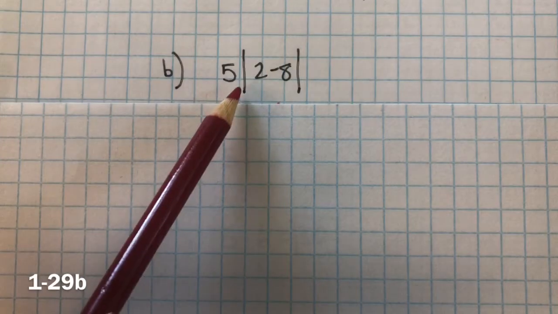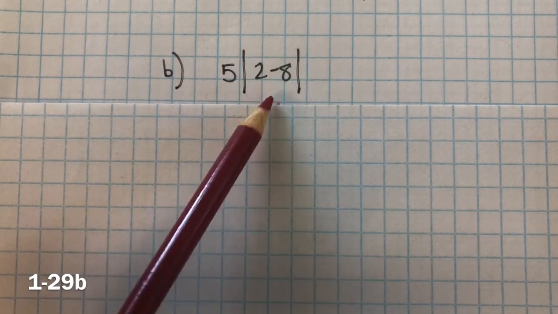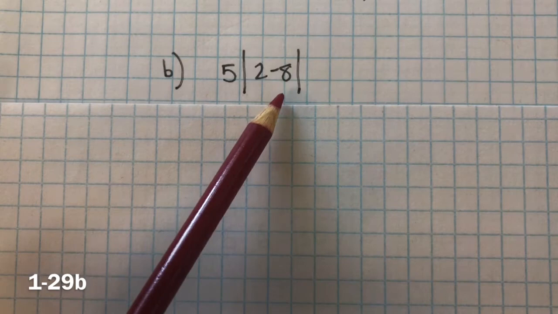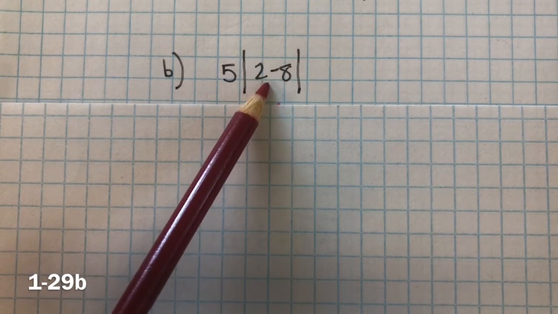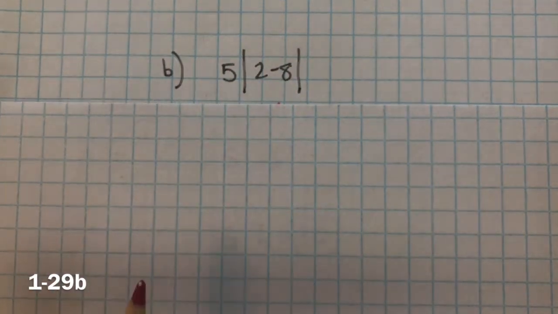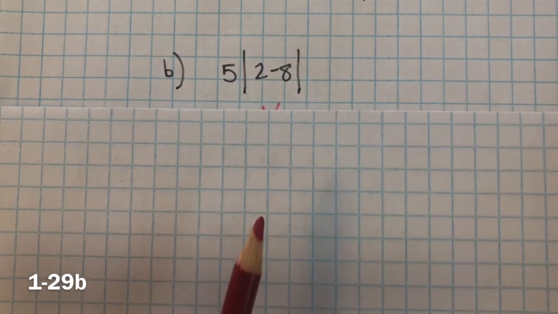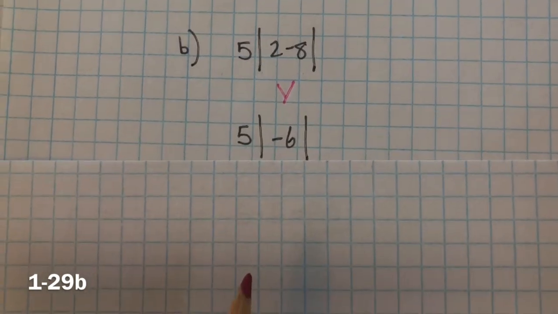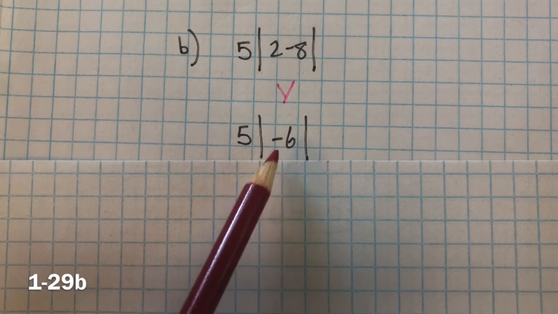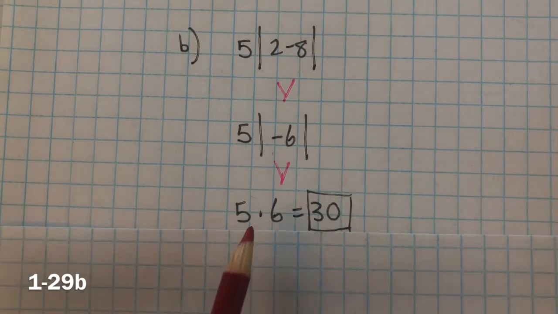129b, we have the absolute values here, and treat these like grouping symbols, so GEMDAS. We have to do the operation that's inside, so we have to simplify this first. 2 minus 8, well, we have more negatives than positives, so we know it's going to be a negative value. Signs are opposite, so we're going to subtract. 8 minus 2 is 6, so you're going to get negative 6. Now we take the absolute value of negative 6. What's the distance from 0 to negative 6? The absolute value of negative 6 is positive 6.